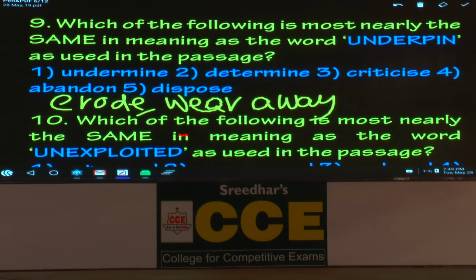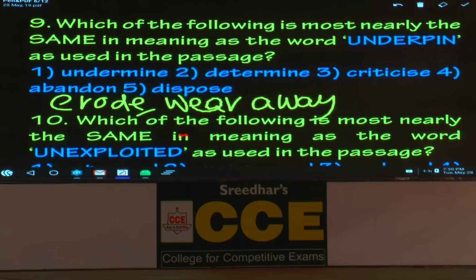Determine or determine. Hold that one. Criticize. Is it related to the given word? No. Abandon. That's an important word. Abandon means what? To leave. It goes with persons as well as things. You go to your native place, you have a problem with your bike breaks down and there's no mechanic. What do you do that time? You abandon your bike in your village, one combination, and you're in big trouble. Your family doesn't come to rescue, they don't give a helping hand. Then you say, my family has abandoned me. It goes with persons as well as things.